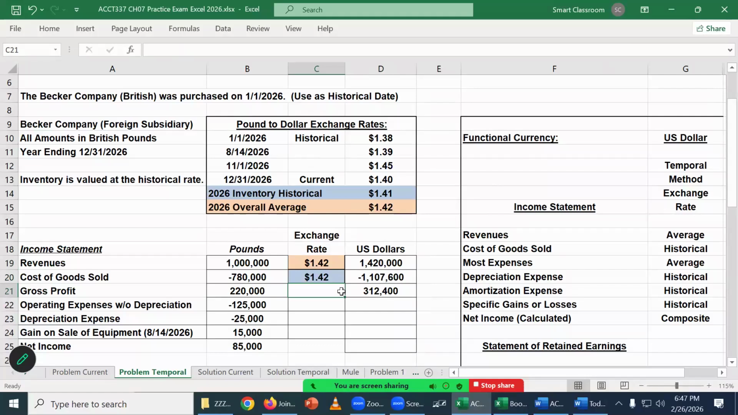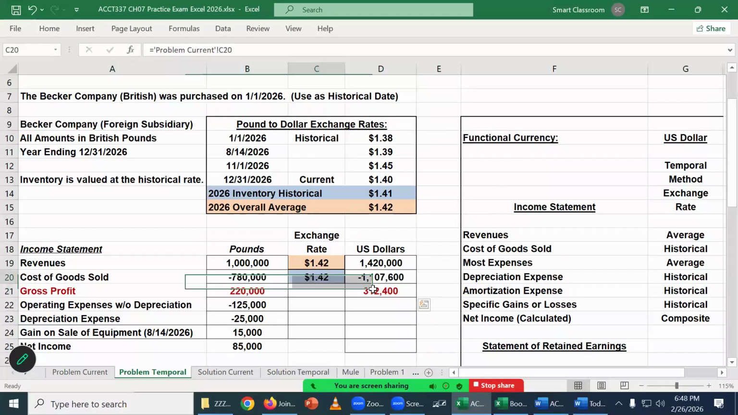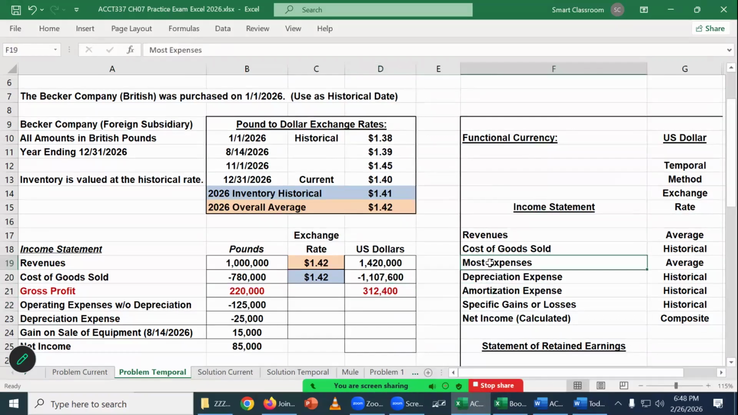Okay. So this is our gross profit, and this already is a composite. We've got two different rates going. Operating expenses without depreciation. Okay, so here are the ones without depreciation. We're going to take an average. So for instance, your rent, your phone bill, all that kind of stuff.